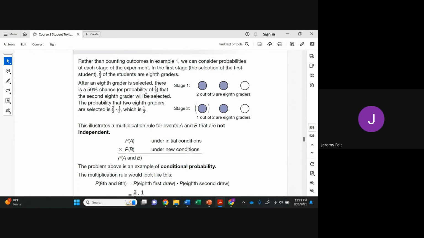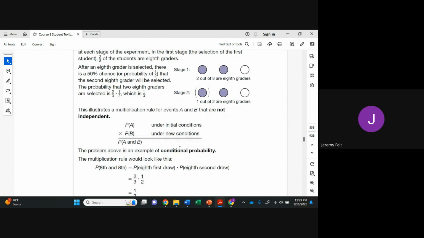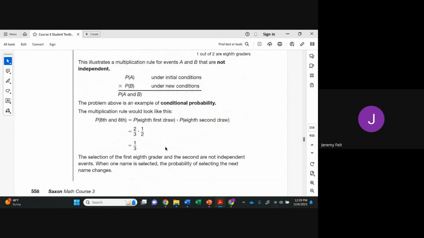So that's the multiplication rule for events A and B that are not independent. We have the probability of event A under the initial conditions, because that's our first event and nothing has happened yet. And then the probability of event B under the new conditions. So again, the first student was drawn. That's event A, our first event. For event B, now we only have 2 students left, and we draw from that. That's a different probability, because it's a 1 in 2 versus the 2 in 3 of our initial event. So we still multiply them together, and we get our probability. And this is conditional probability. That's an example of that.